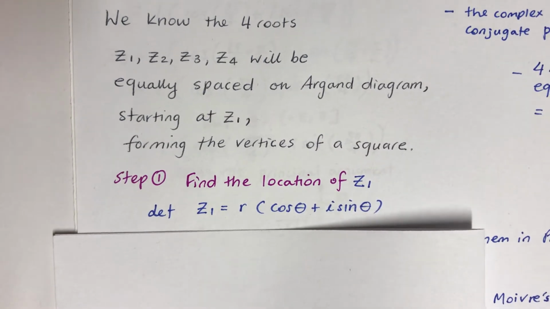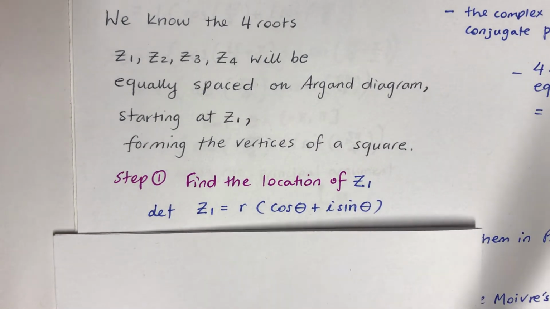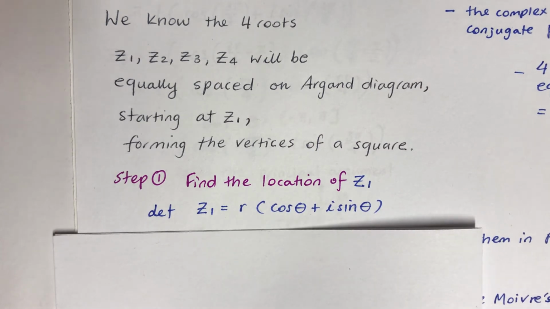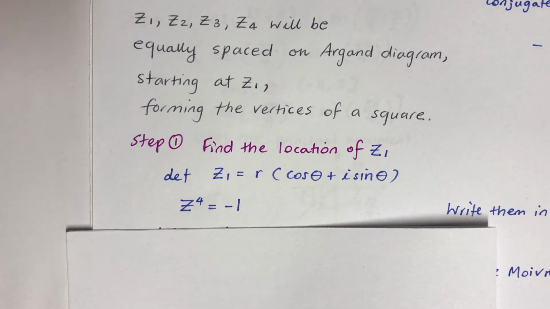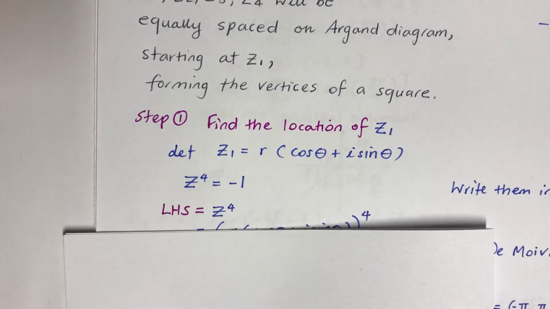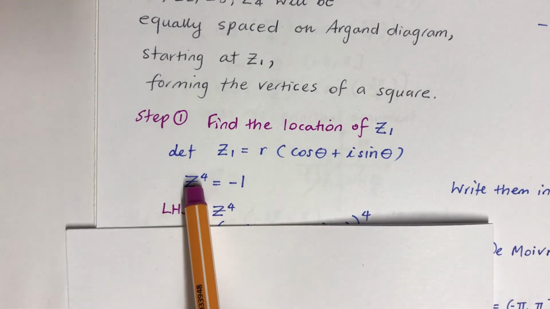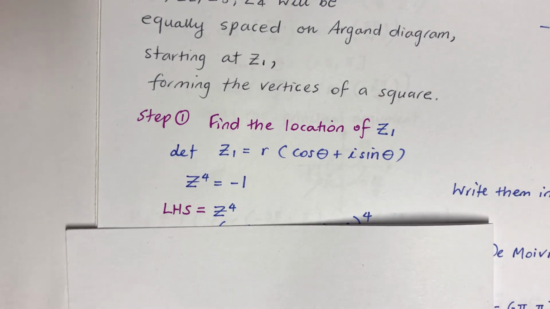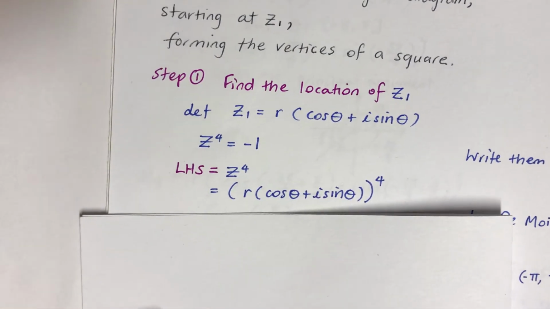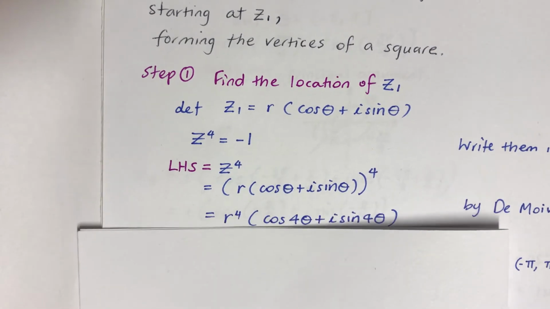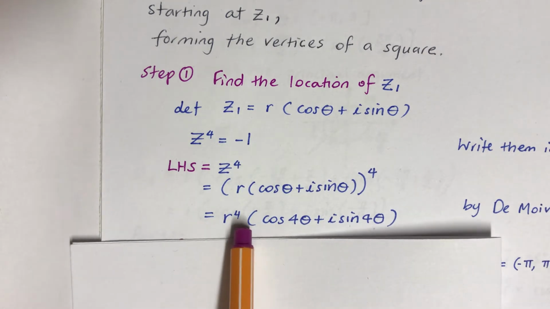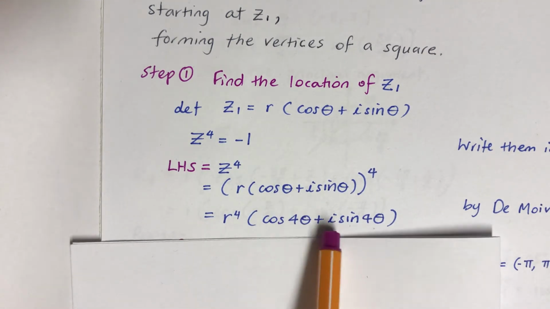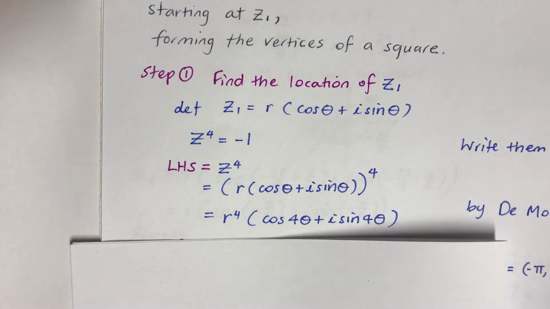To find the location of z1, let z1 equal r in polar form, so r brackets cos theta plus i sin theta. Next, we've got z to the power of 4 equals minus 1, and the left hand side is z4 in polar form. By de Moivre's theorem I will get r to the power of 4, but with the argument you just multiply it, not take the power.